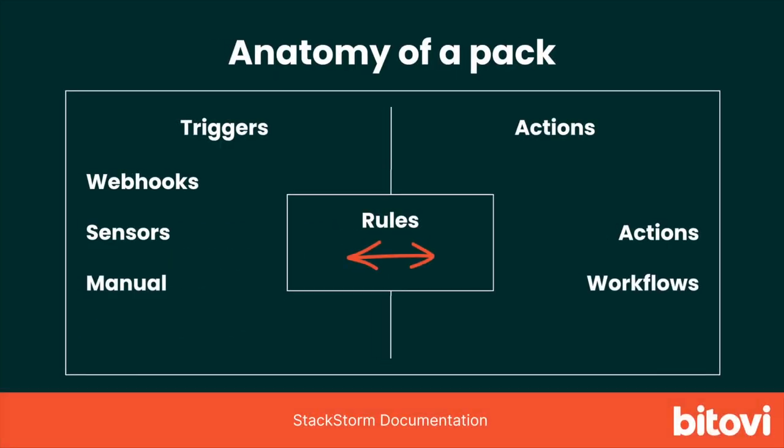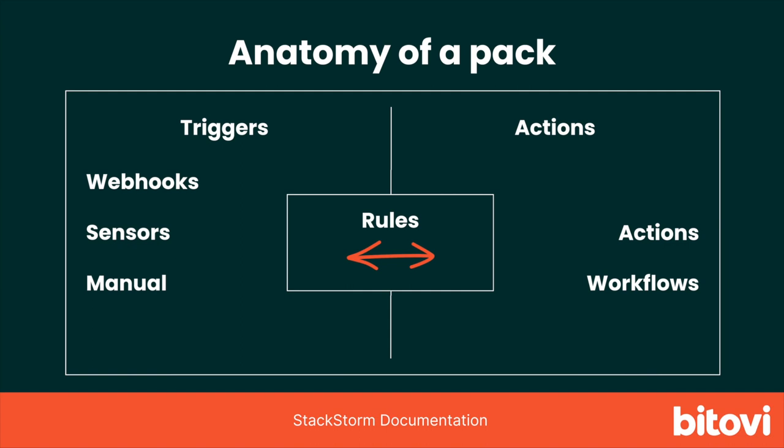So let's break down the anatomy of a pack very quickly. Triggers are what I was talking about earlier. Those are sensors, those are webhooks, those are manual runs. And so we can kind of look at this as push, pull, or manual triggering of a StackStorm action. Pulling is something like a sensor, it's pulling data. Pushing is something like webhooks, or we can manually trigger it just to see how these actions run. And so triggers come in a lot of flavors. Again, it's very open to how you want to write your sensor and where that sensor is pointing to.